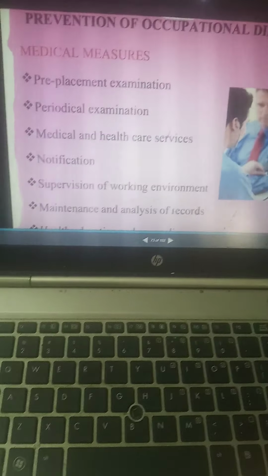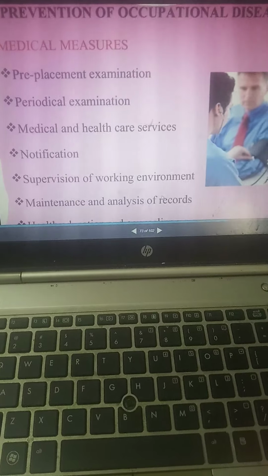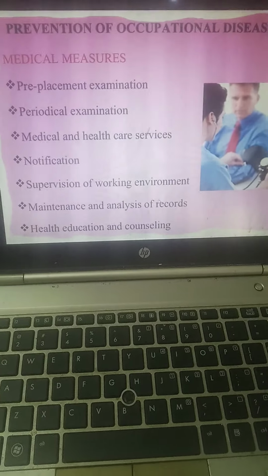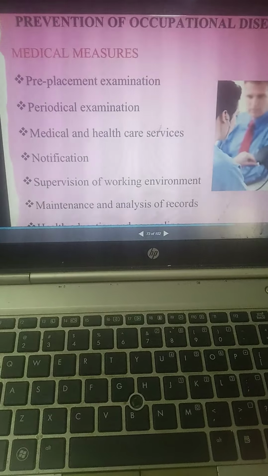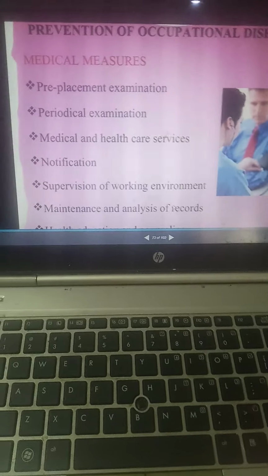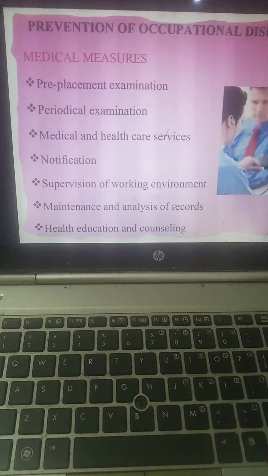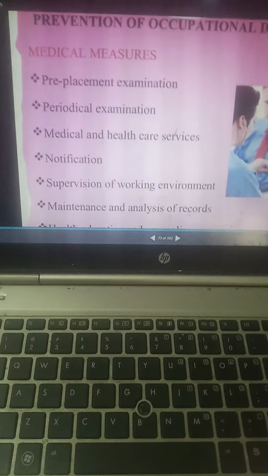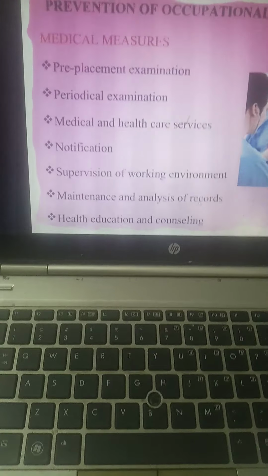In this topic, we will discuss what are the measures that we can take to reduce or prevent occupational diseases from occurring. Now, these measures can be broadly divided into three subtypes. One are medical measures, the other are engineering measures, and the third is legislative measures.